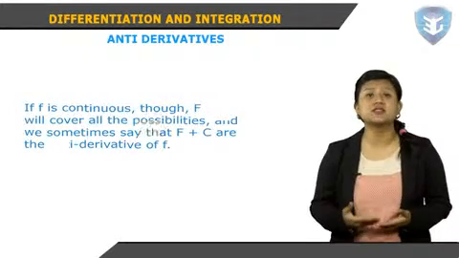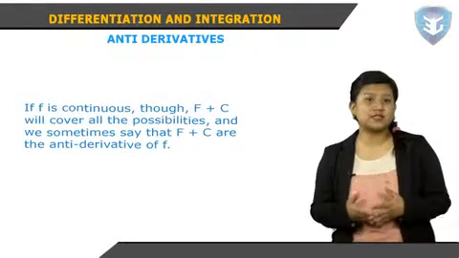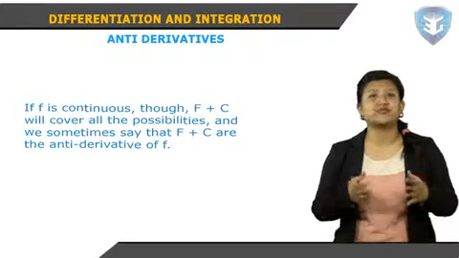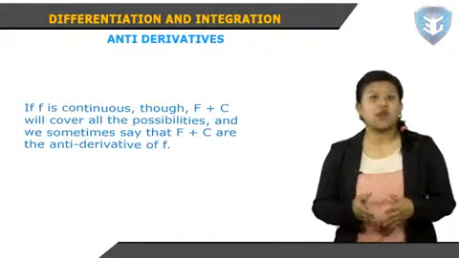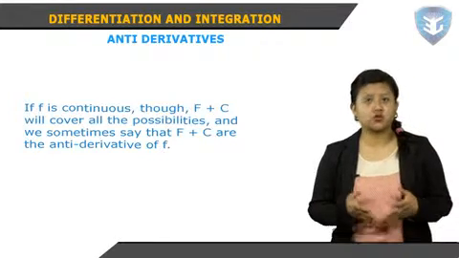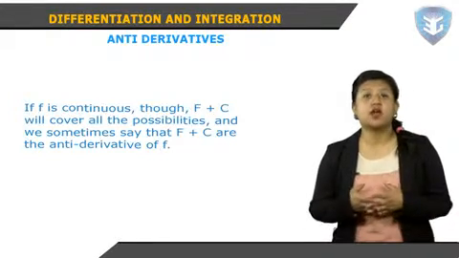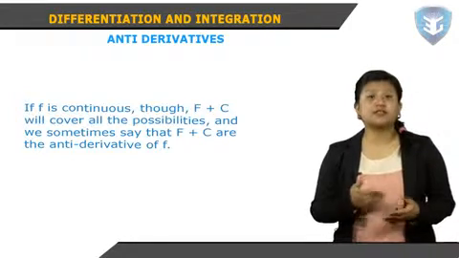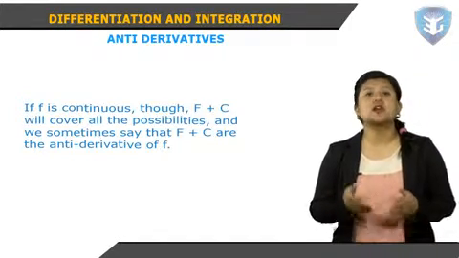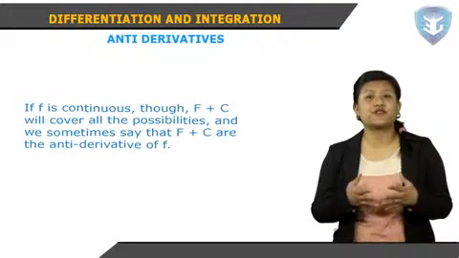If small f is continuous, though, big F plus c will cover all the possibilities, and we sometimes say that big F plus c are the antiderivatives of small f. For the sake of keeping a compact notation, we will even write this when the domain of small f consists of more than one interval. We should understand, though, that in such cases, over each piece, big F can be modified by a different constant.